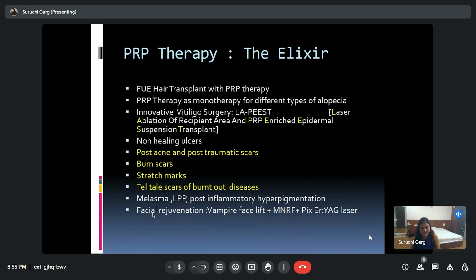And I call PRP an elixir because we are using it for n number of indications in our clinic, whether it's FUE transplant or in different types of alopecias or in vitiligo surgery. But practically here, I'll be talking about usage of PRP in post-acne and post-traumatic scars, burn scars, stretch marks, and telltale scars of burnt out diseases.